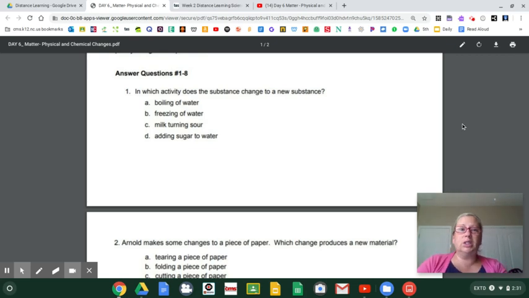All right, let's do the questions for day 6. Answer questions number 1 through 8. Number 1, in which activity does the substance change to a new substance?